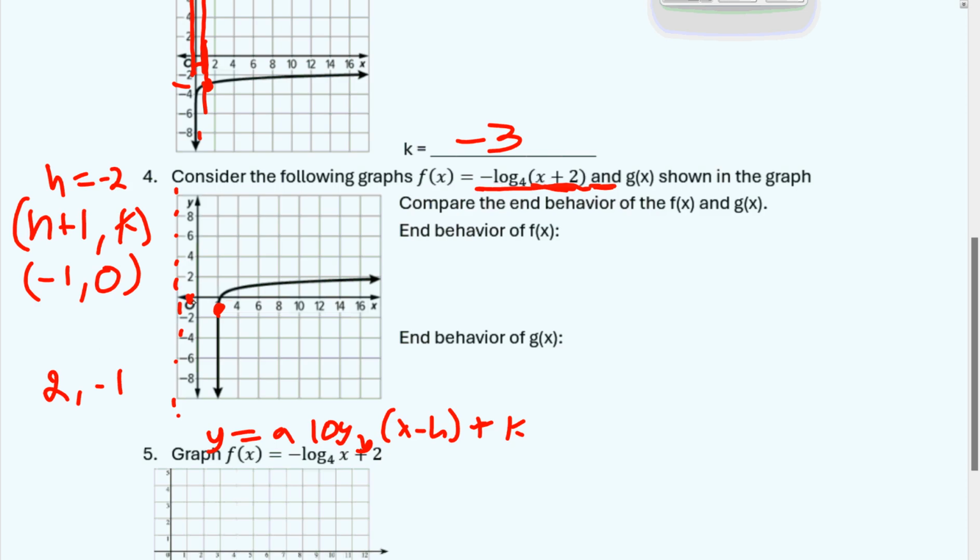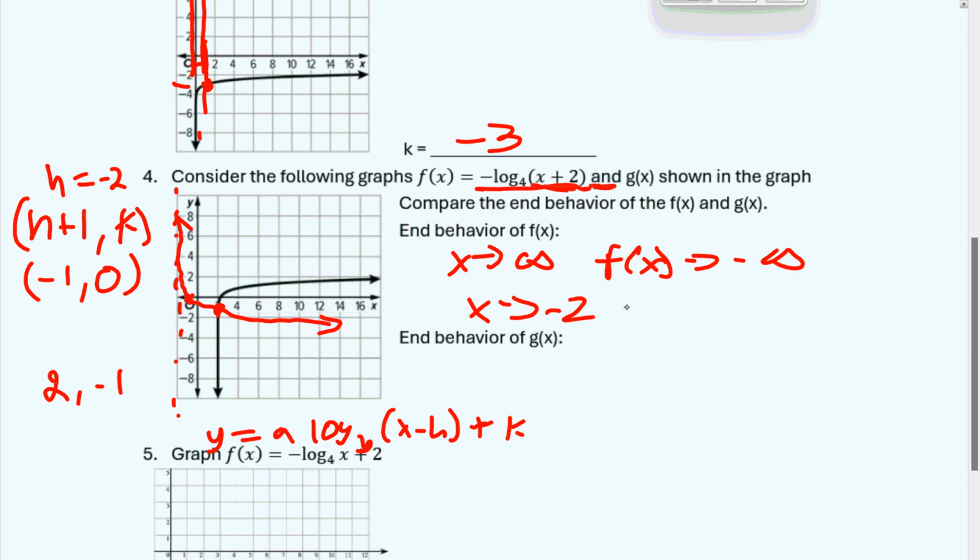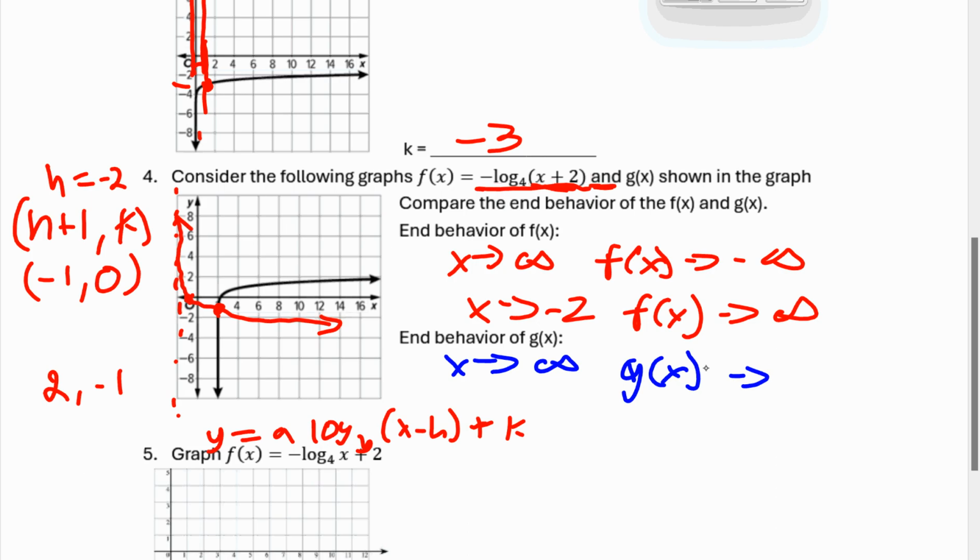So as I go to the right, my graph is going down, right? So as x goes to the right, f of x is going down. And then as I go to the left, well, I can't keep going to the left. I have a boundary here, right? So I go up. So as x approaches -2, my f of x goes up to positive infinity. Okay, and then I look at this one. As x goes to the right, this one, g of x, not f of x again, goes to infinity. And as x approaches that asymptote, which is at 2, g of x goes down to -infinity.